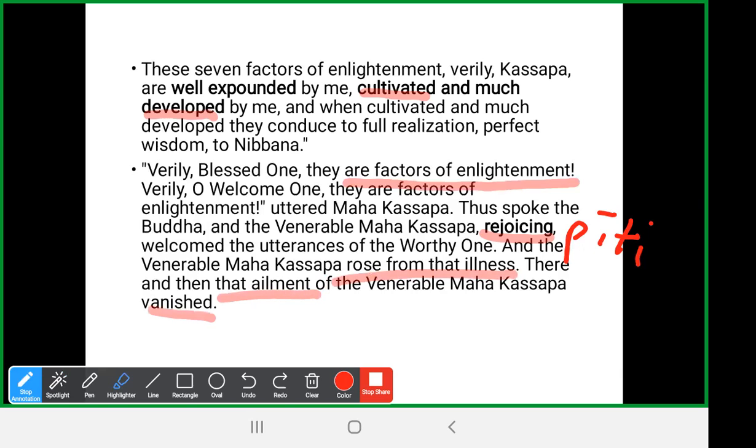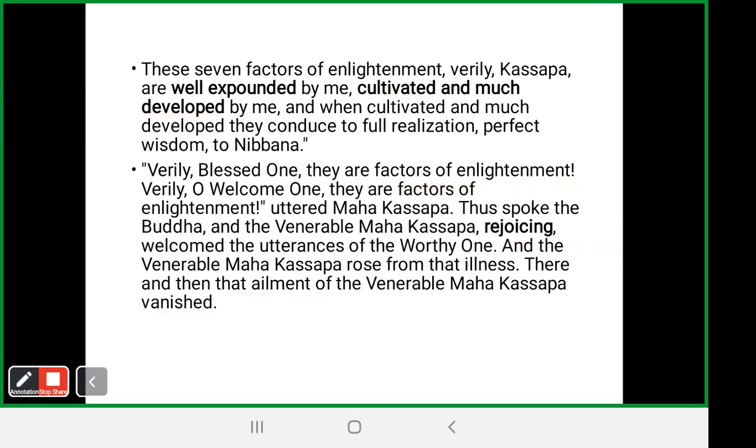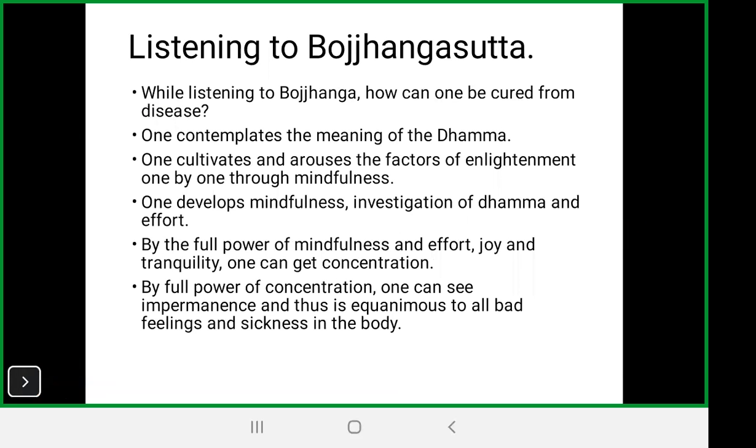So you can see that Venerable Kassapa, even though it's not mentioned that he practiced here, the fact that he accepted the factors of enlightenment means that he also cultivated and developed them, and he rejoiced. He rose from the illness, and his ailment vanished. So that's one of the advantages of Bojjhanga. Now we can consider deeper, listening to the Bojjhanga Sutta.